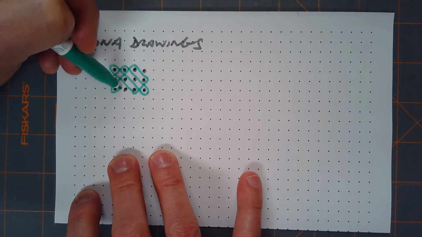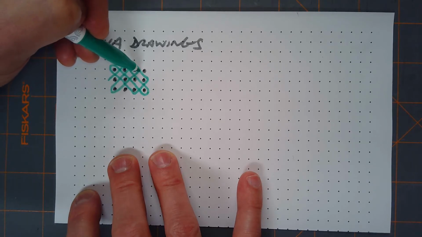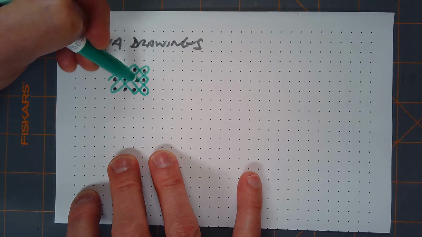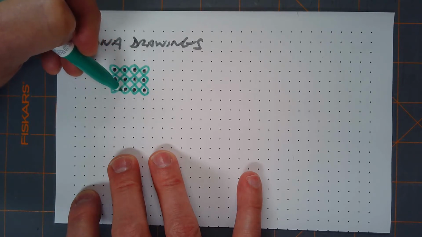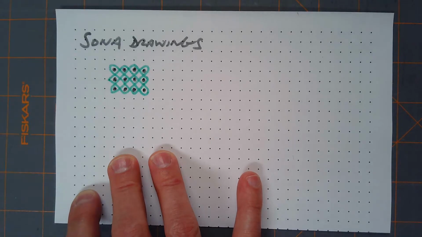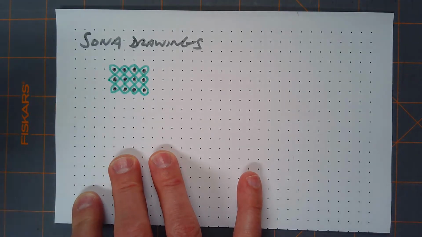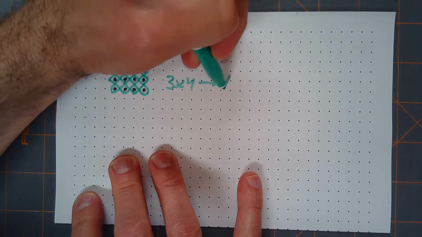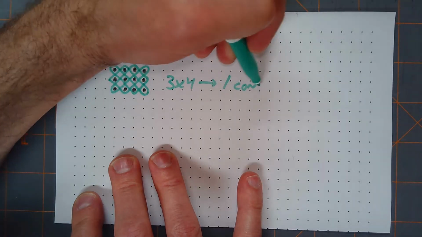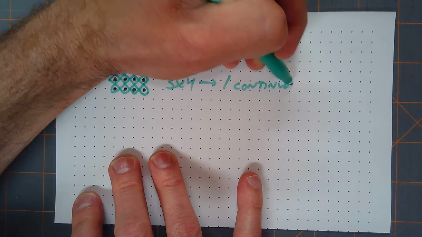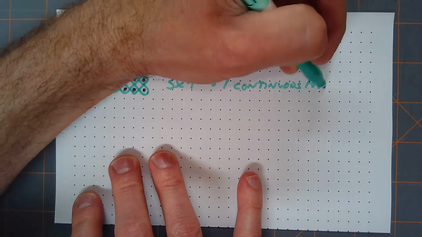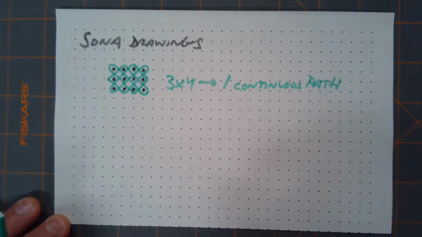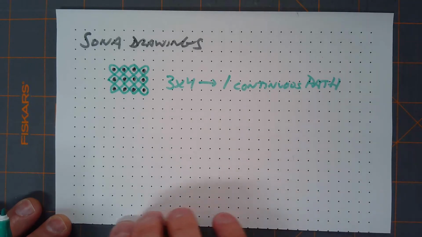Now we make a 180. Another 180. And a 90, and watch what happens. You end up right back where you started. All right? So this 3x4 grid needed only one continuous path. We'll explore the mathematics of that in a later video.